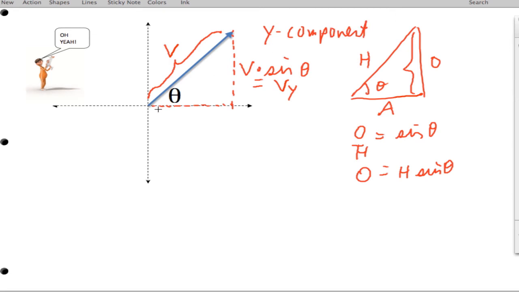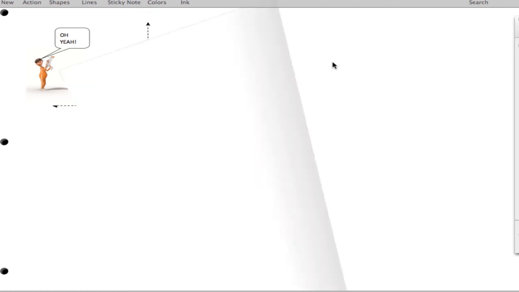To get the x component, we do something similar. We're going to take v times the cosine of the angle. Now it turns out your calculator can calculate cosines and sines of angles very easily. Let's actually apply this to a problem.